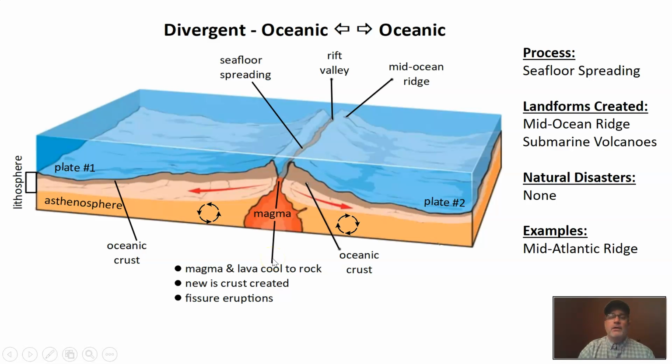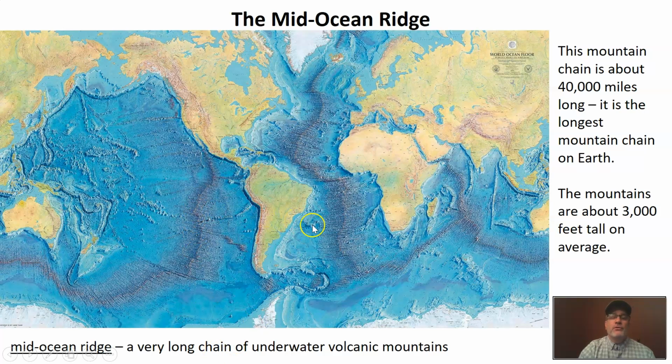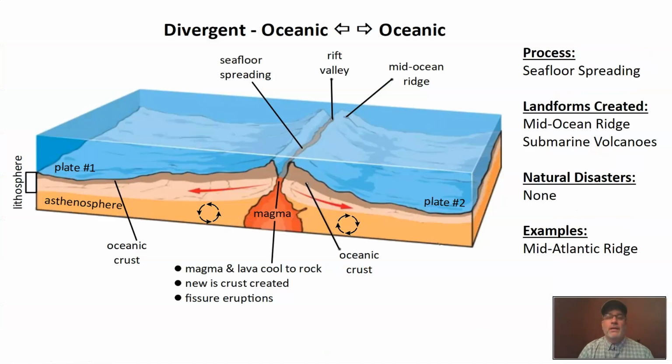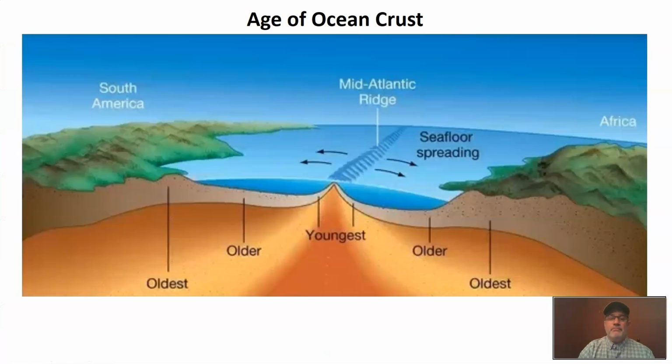When we look for examples, all we have to do is look at the middle of the ocean anywhere. This is the Mid-Atlantic Ridge. This is a landform that is created by seafloor spreading. Since we always have new oceanic crust being created, the crust here closest to the plate boundary is always going to be our youngest crust, because it's being made.